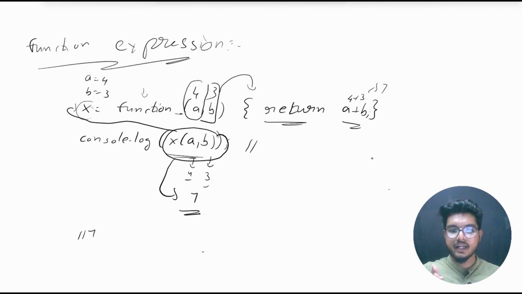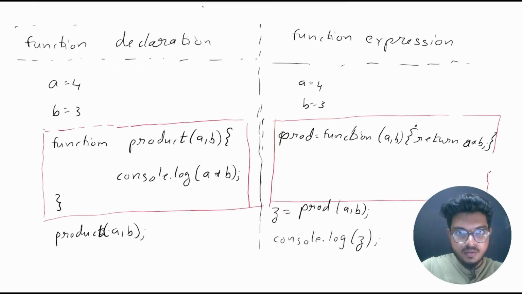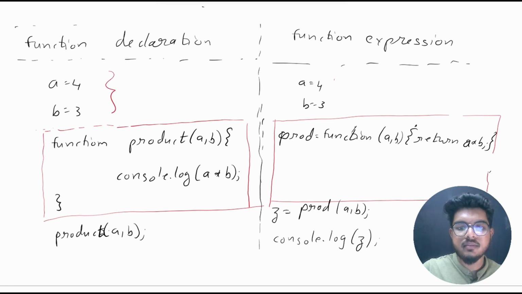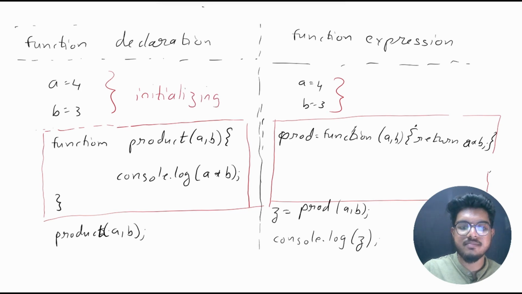Let's draw a partition and understand the difference between function declaration and function expression, and how the access is going to that point. I'll pause the video, write the entire thing and replay the video again. Okay, just a minute. Yes everyone, I have written this. Please focus on this. You all know these are nothing but initialization, giving the values, as simple as that. And now this is nothing but the function call.